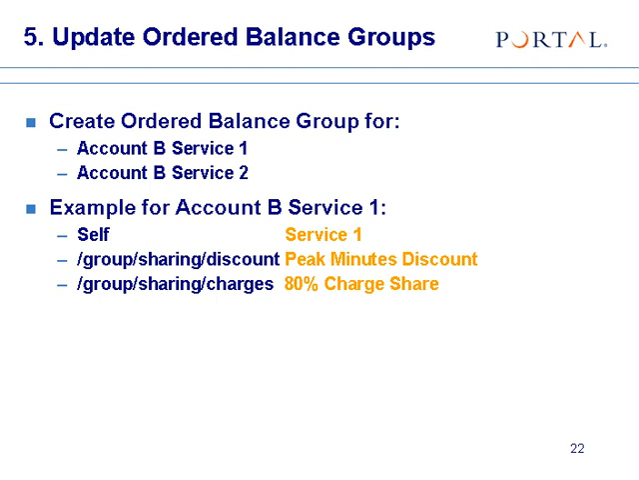Final step, I need to update or create the ordered balance groups for Service 1 and Service 2 for account B. So I will put the self, or all the discounts owned by Service 1, first because I want to use my own minutes before I use the shared minutes. Then I'll add the peak minutes discount sharing group, and then I'll add the charge sharing group.